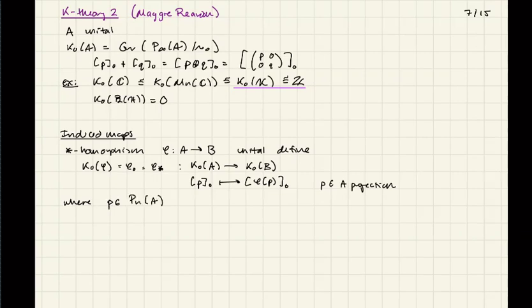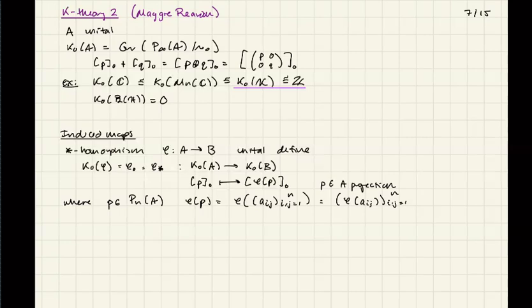If I have a projection in the matrix amplification of A, then what we say here is we define phi of P, where P is now a matrix with entries in A. We define this as you just look at the matrix where you apply phi to every entry, because phi is defined on the C-star algebra A. So that's how we define this map here.